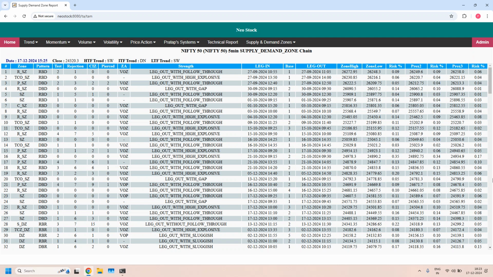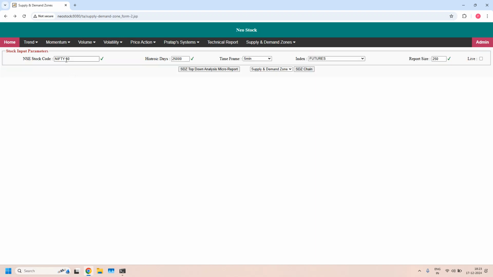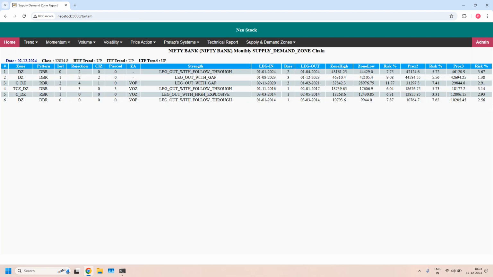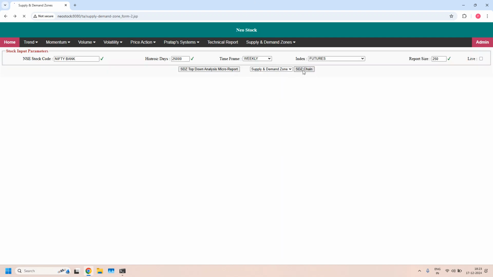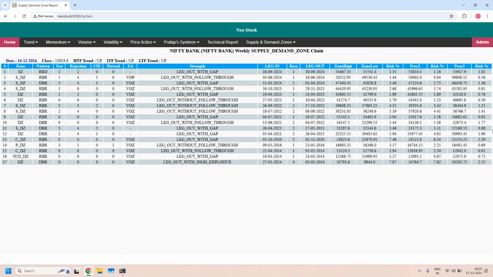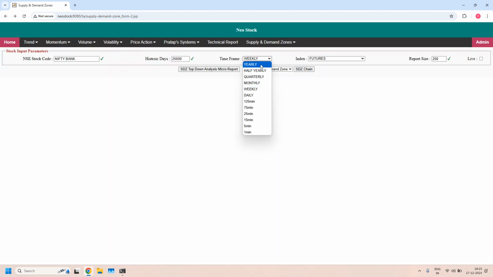So this is about NIFTY supply demand zone chain. Next, we will generate BANKNIFTY supply demand zone chain. That is nothing but NIFTY Bank. So monthly supply demand zone chain for BANKNIFTY. Next, weekly supply demand zone chain for BANKNIFTY. Next, daily supply demand zone chain for BANKNIFTY.